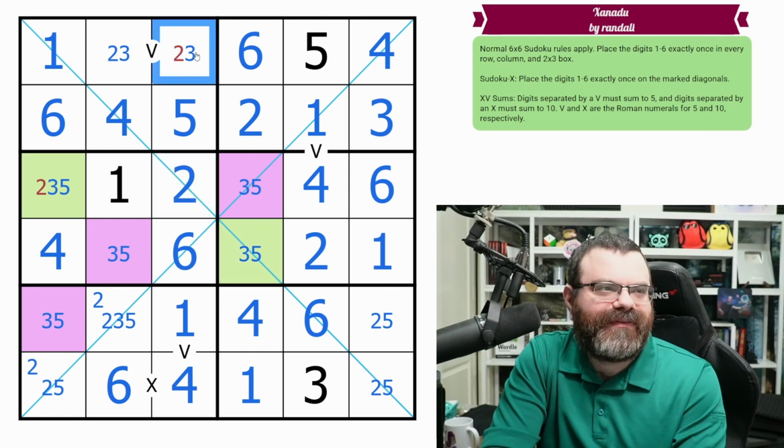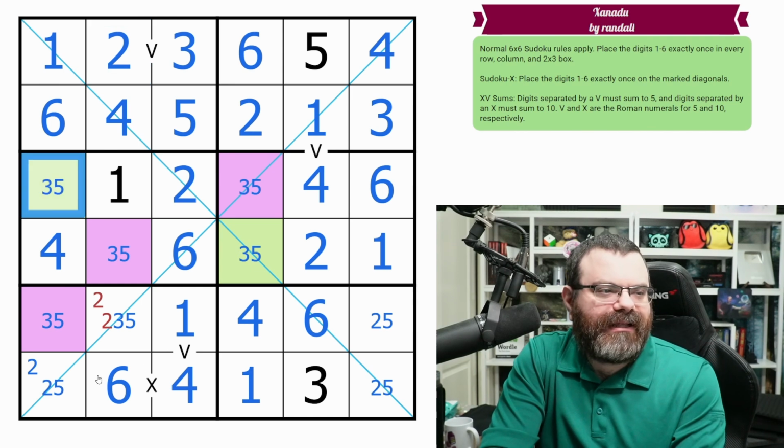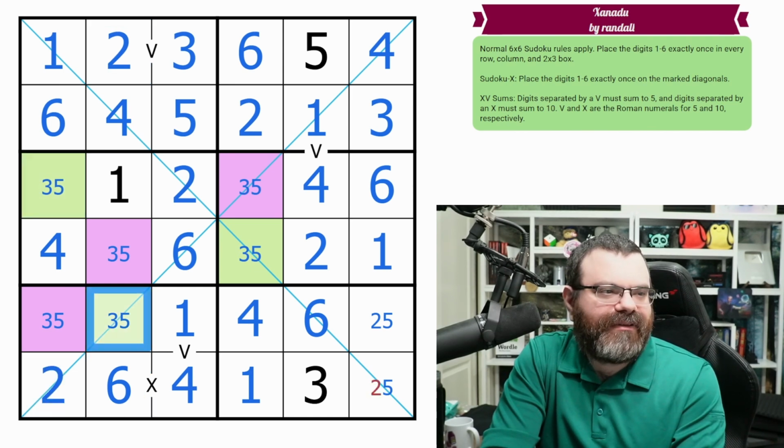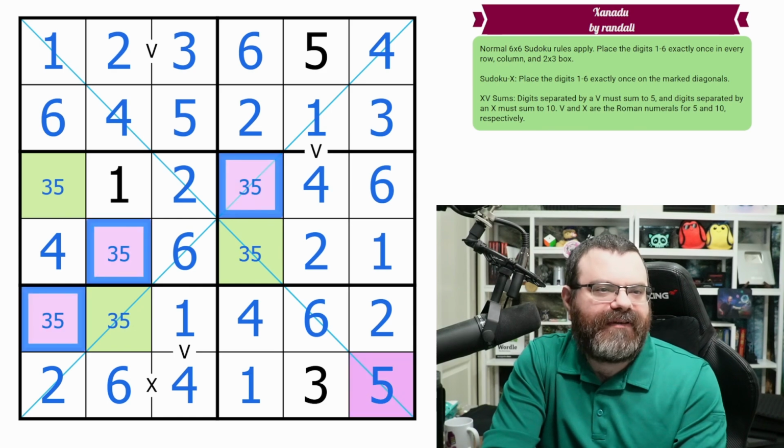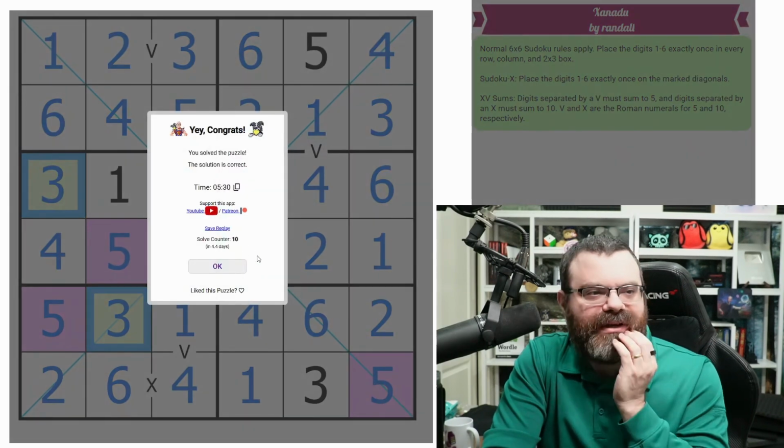It must be the 2, giving us 3 and 2 there. Giving us the 2 here. So this is the green 3, 5. 3, 5 pair gives us 2 and 5, and that's purple because we already have green. So now we know purple is 5 and green is 3, and we're done.